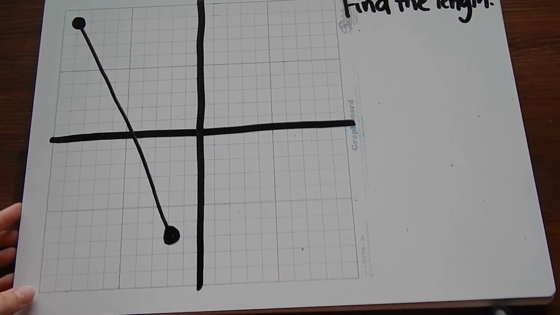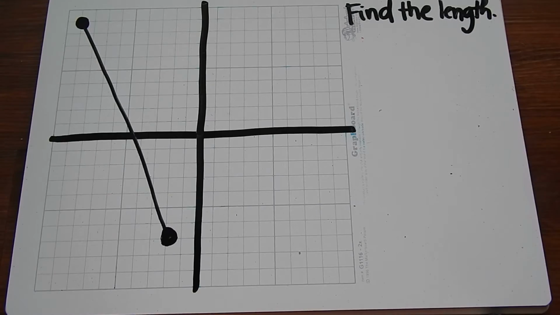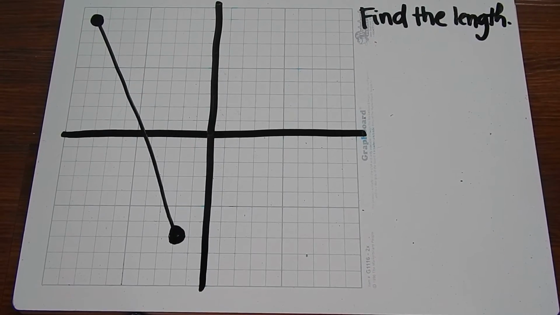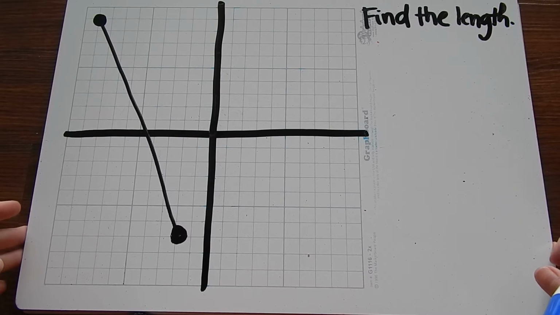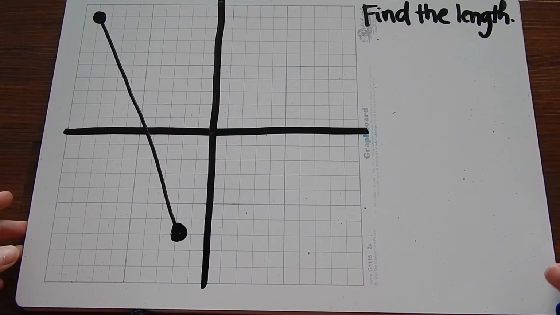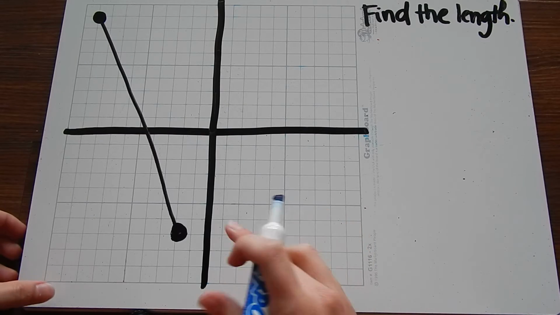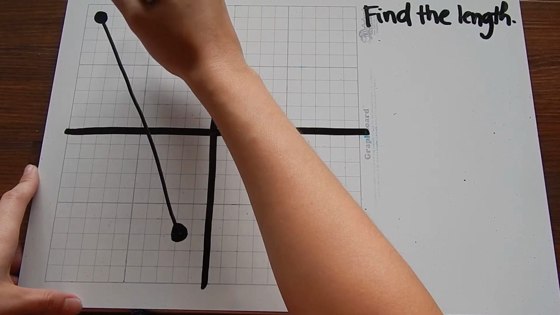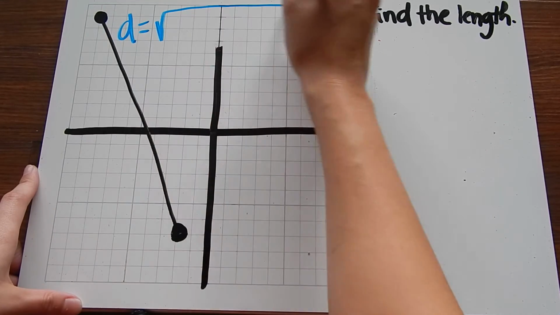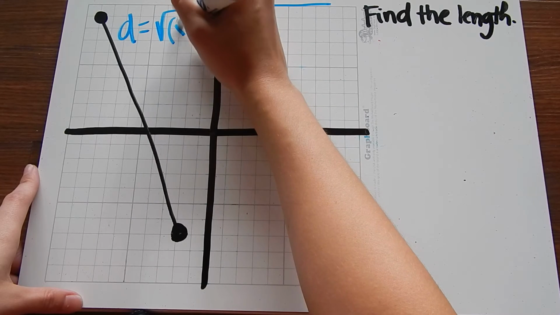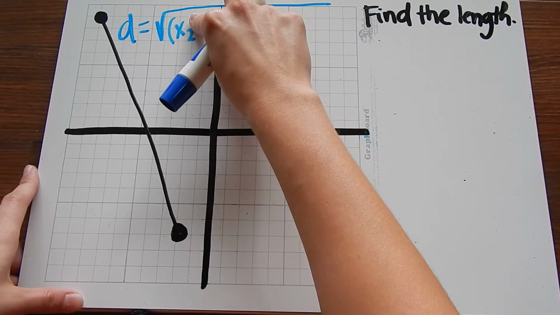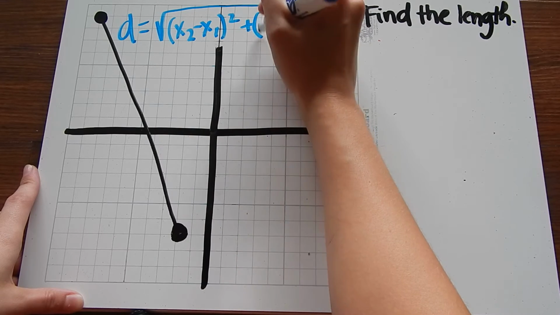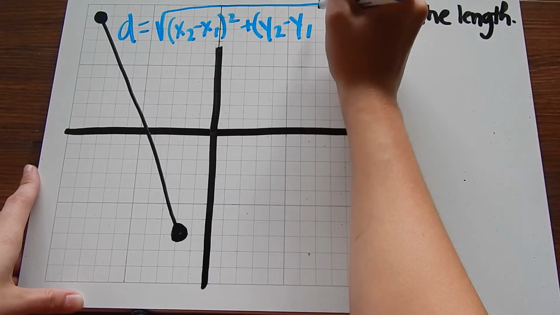Now my second example, I'm going to find the length between 2 points of a line on a coordinate grid. This time we're going to use the distance formula. So the distance formula is, I'll write it up here, I'll erase this. The distance is equal to the square root of x2 minus x1 squared plus y2 minus y1 squared.